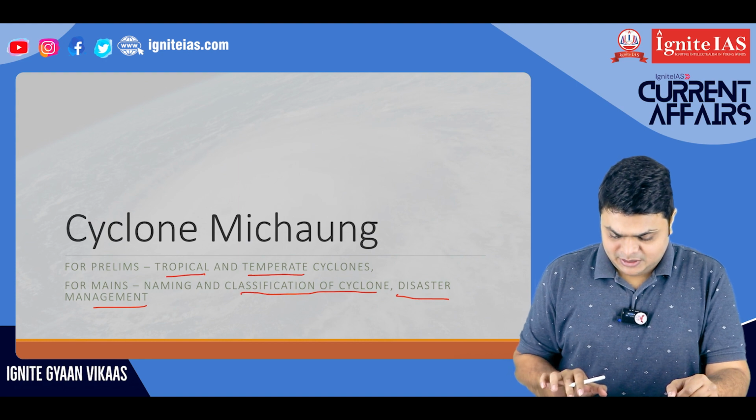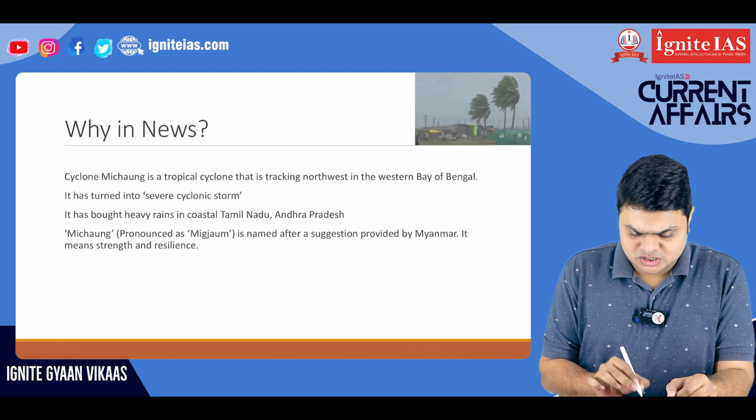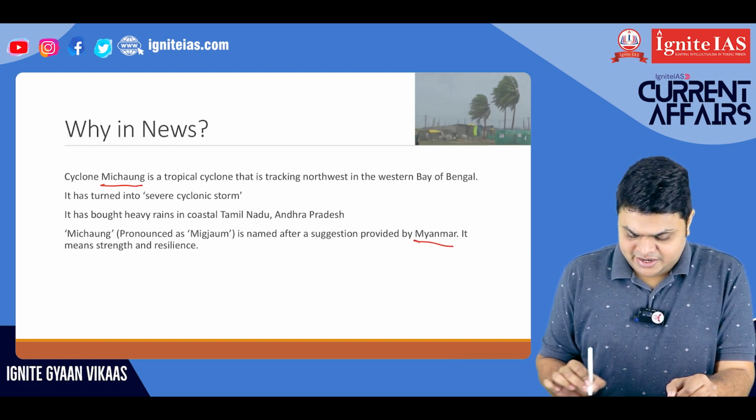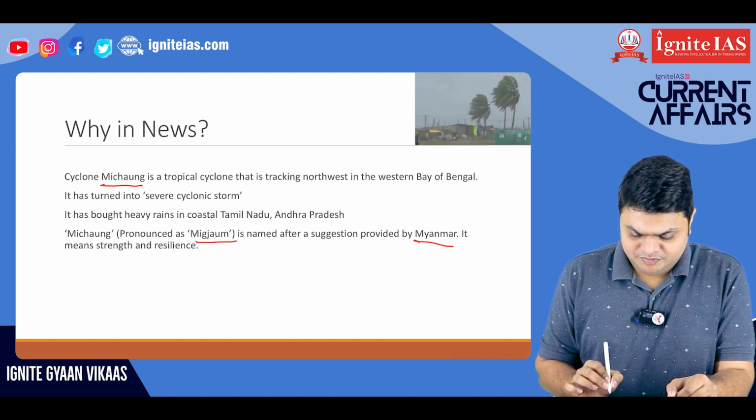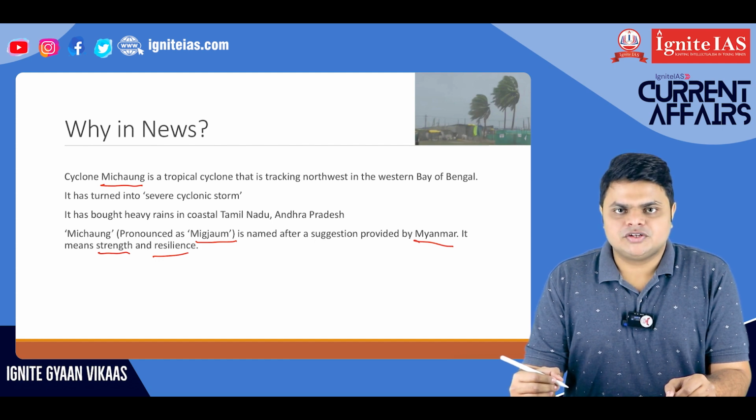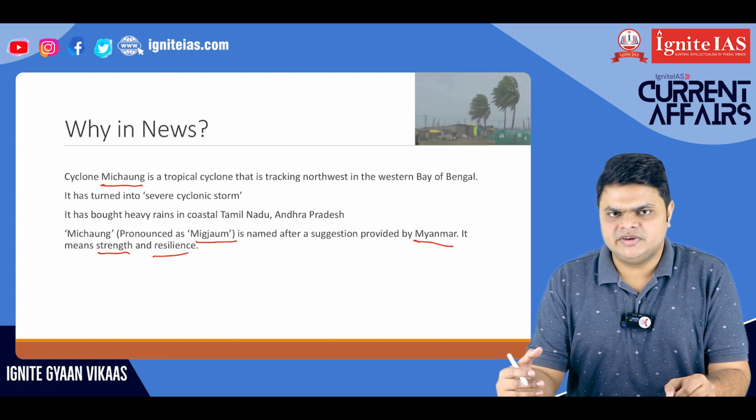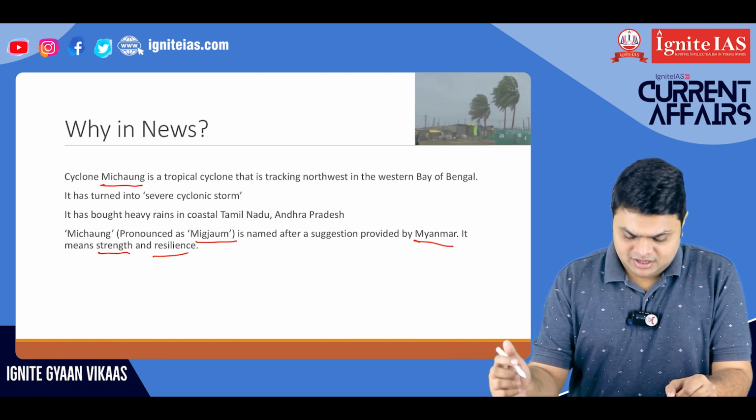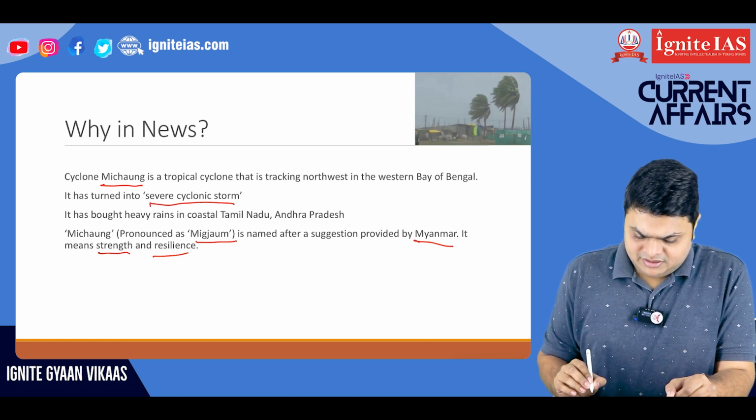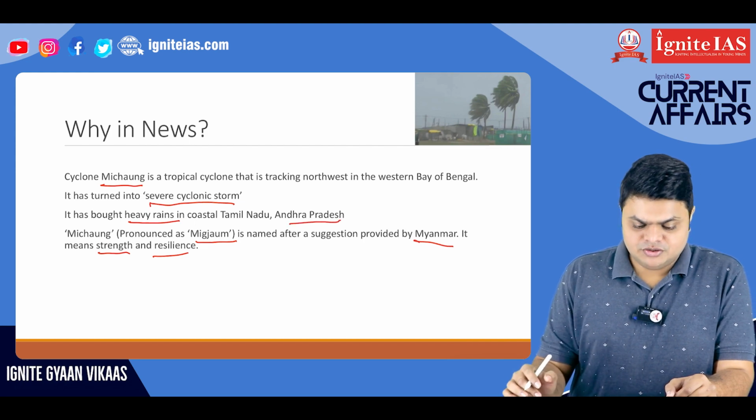Okay, so let's start. First, let's understand what was the news. Cyclone Michaung. This term is given by Myanmar, and it is pronounced as Michaung, and the word means strength and resilience. This cyclone was a tropical cyclone which was formed in the Bay of Bengal, and it has recently made landfall near Nellore district of Andhra Pradesh, and it was classified by IMD as a severe cyclonic storm. And as you have seen, it has brought heavy rains in coastal Tamil Nadu and Andhra Pradesh. So this was the news regarding the cyclone.